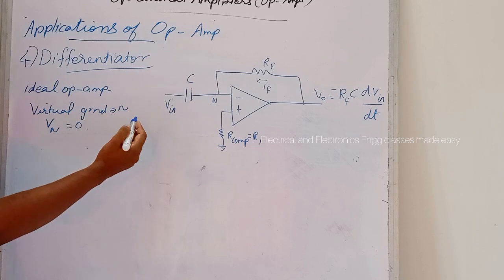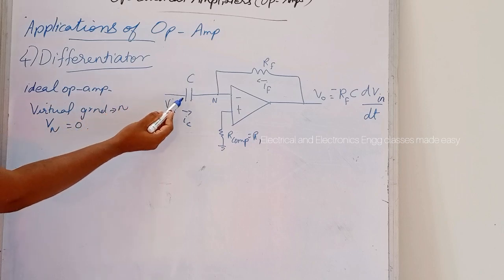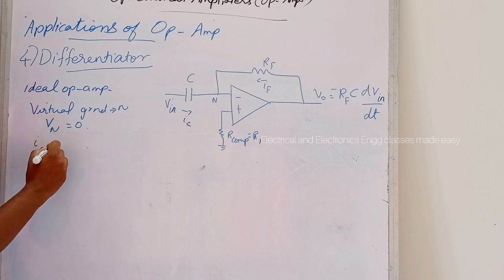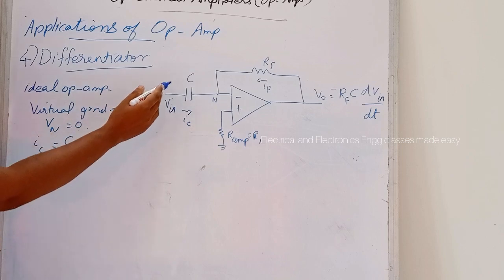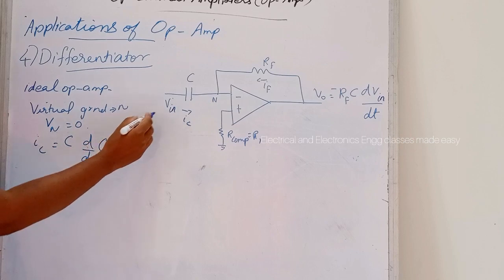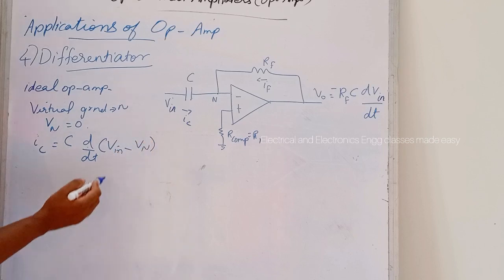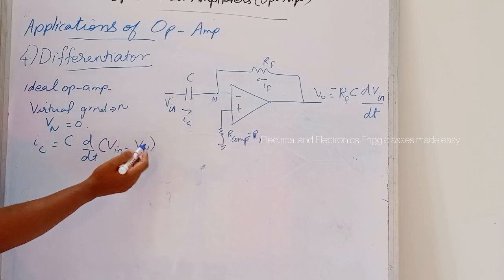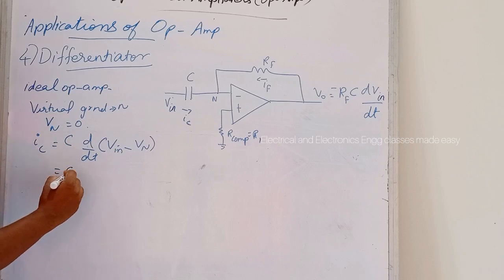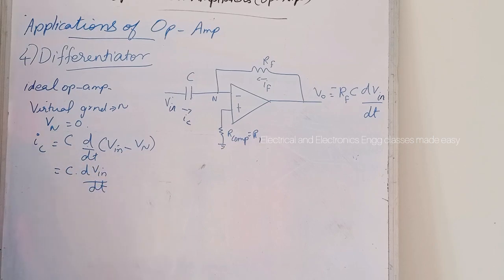Then the current IC, that is the current IC through the capacitor, can be written as IC is equal to C into d by dt of Vin minus Vn. And here Vn is 0. So we can write current IC equal to C into dVin divided by dt.